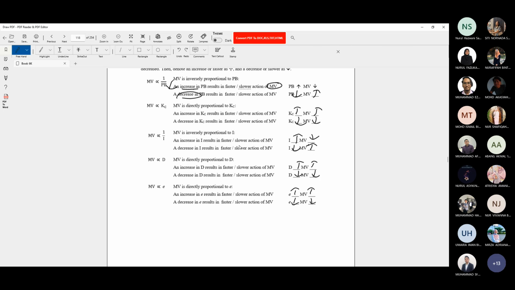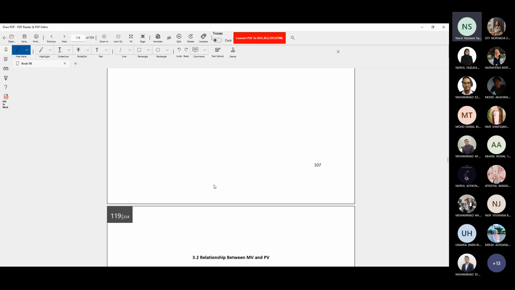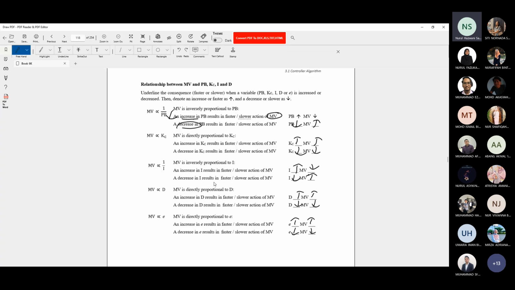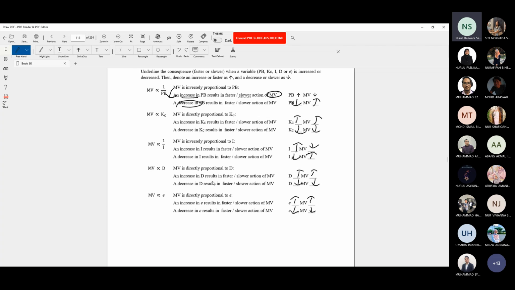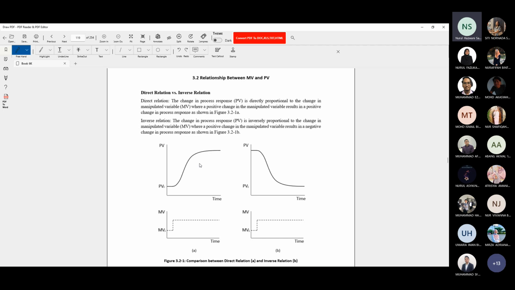Good. So now, after we learn about the relationship of MV toward each of the controller, we want to learn about the relationship between MV and PV pula. We have two types of relation, which is direct relation and also inverse relation. Daripada tadi kita boleh tengok based on the equation, inversely or directly proportional. Sekarang ni based on the graph, kita boleh tengok direct relation and inverse relation of PV and MV.